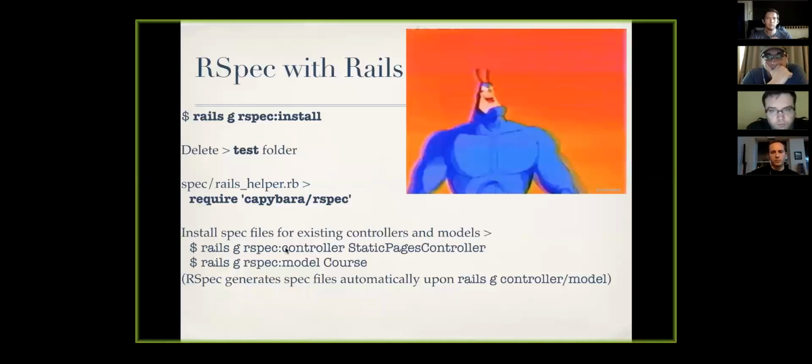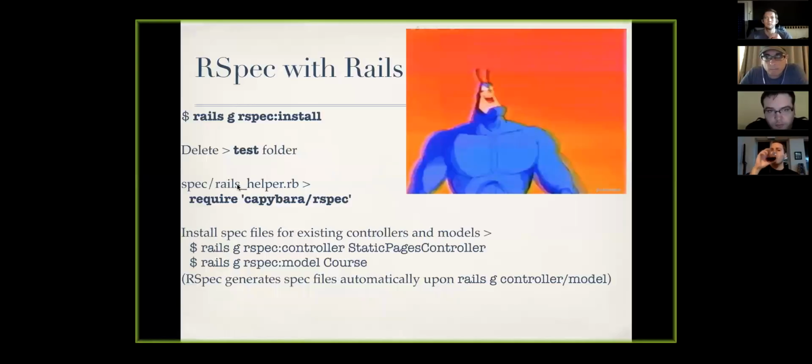Just rails generate rspec:controller static_pages controller. That's the controller name. And the model is the same thing. That should generate the spec files for the controller and model. If you run rails generate controller or model after you've installed RSpec, that should generate all the spec files automatically.